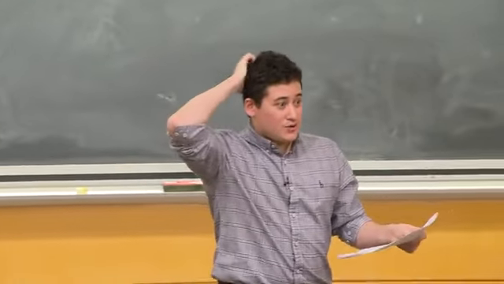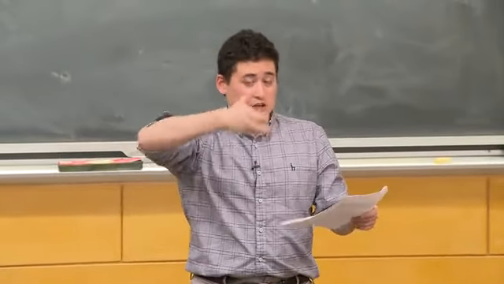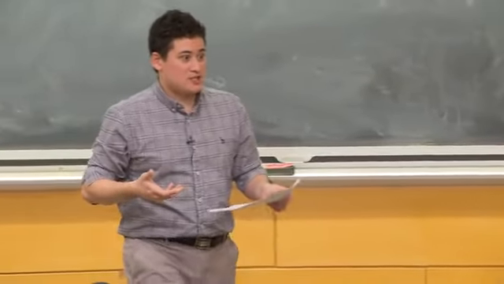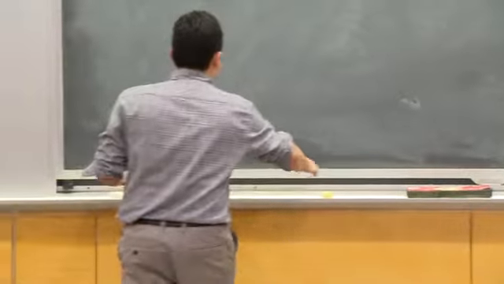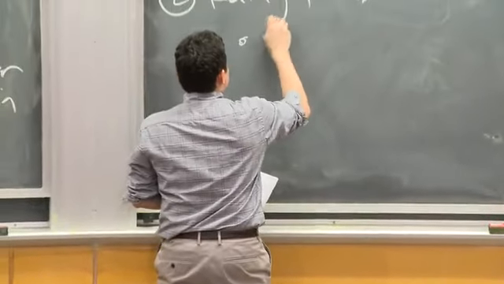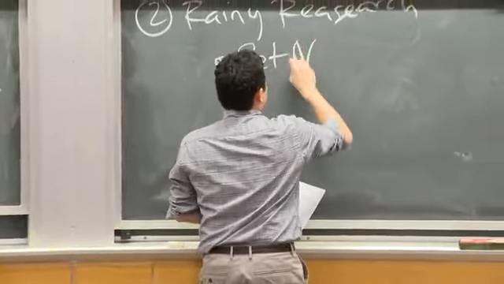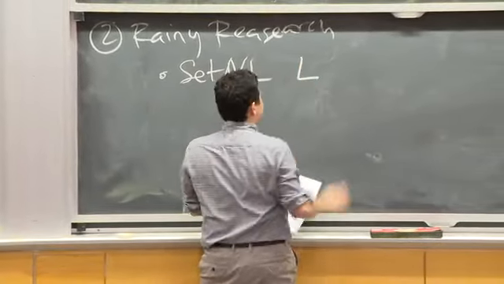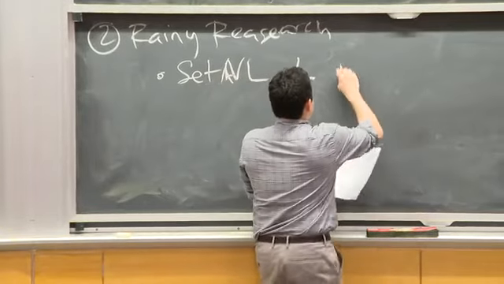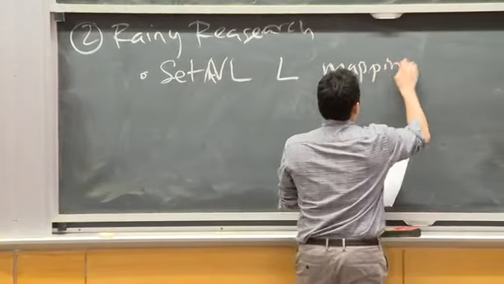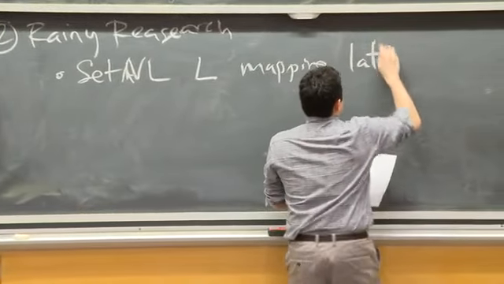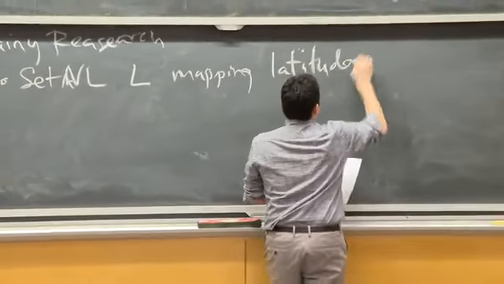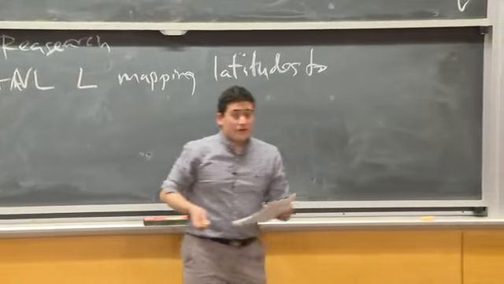And how can I find one for each L quickly? Put it in a dictionary. What's my time bound? Worst case log n. So what data structure do I use for that set data structure? A set AVL. So we're going to first have a set AVL, say L, mapping latitudes to, well, now we have more data structures.